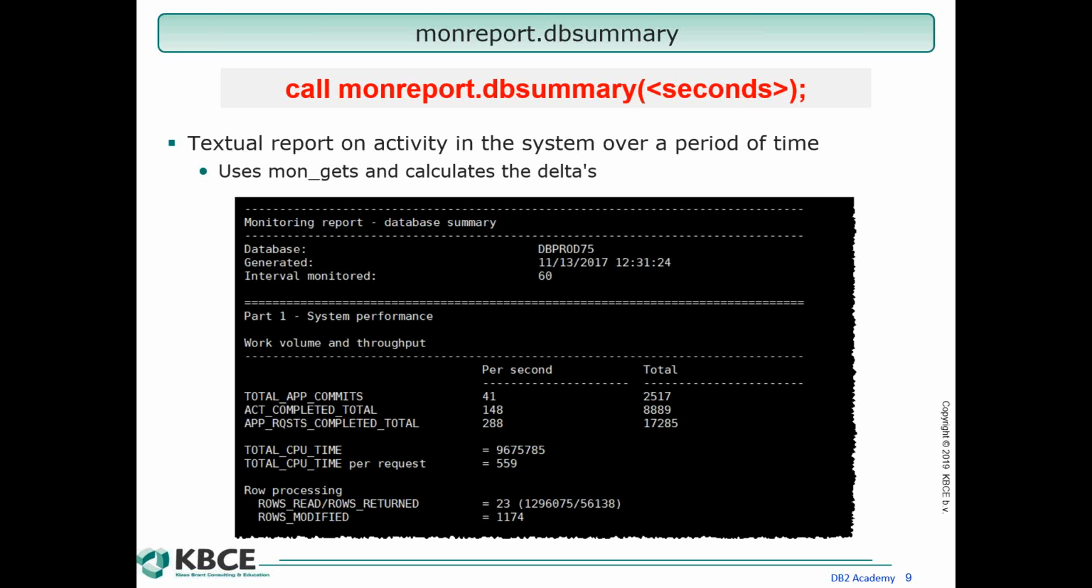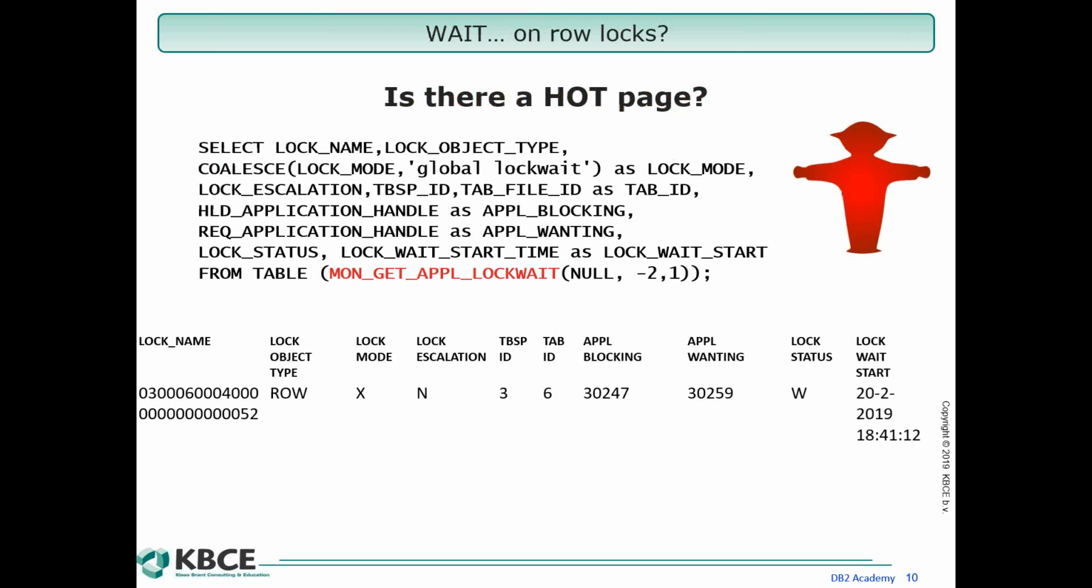are we waiting for somebody else? Are we waiting on a row which is being locked? And this is one of my favorite queries I like to do if I suspect that applications are blocking each other. And it goes to the MON_GET_APPL_LOCKWAITS. That's another MON_GET. And it produces a number of things.